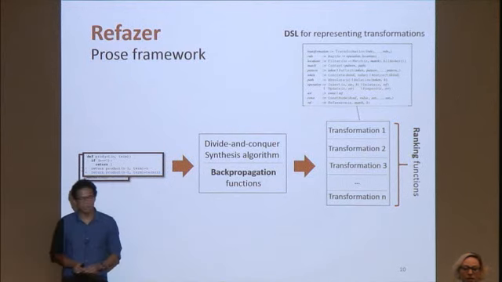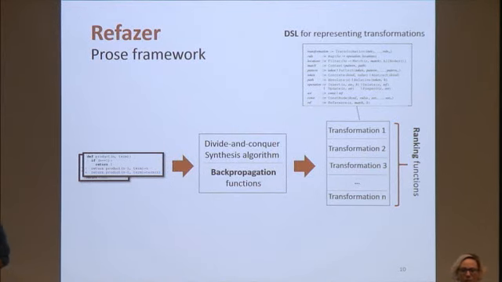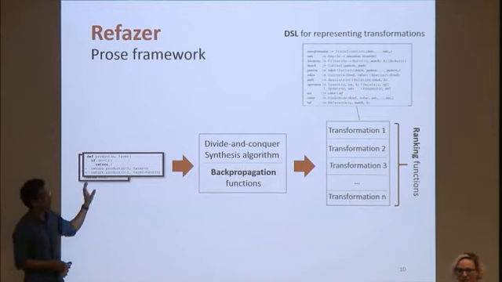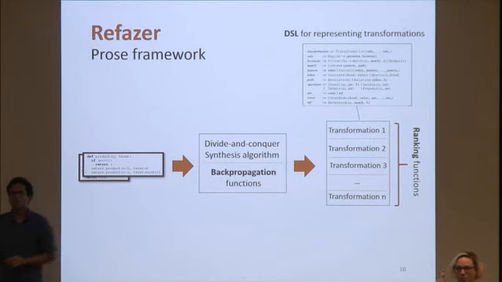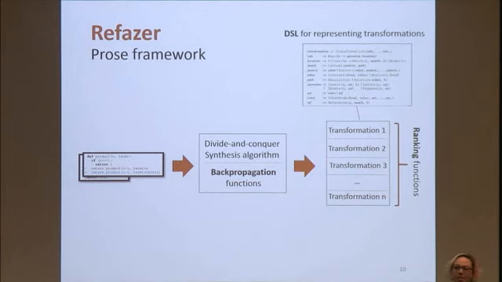But also we need to implement backpropagation functions to constrain the space of search. So these backpropagation functions backpropagate the specification from the entire problem that you need to solve to all the subproblems that Prose creates, constraining the space of each one of the subproblems.